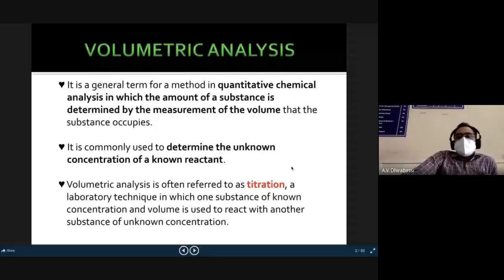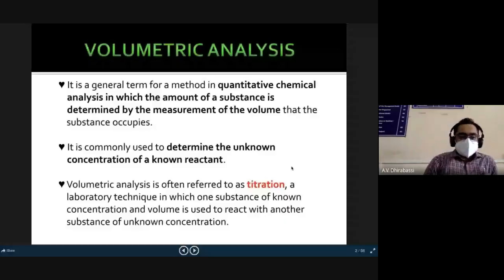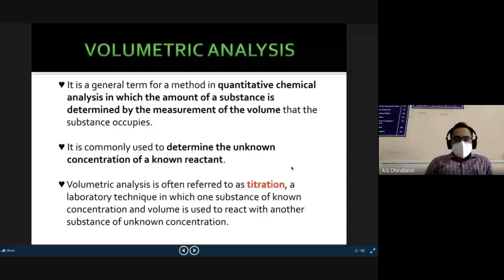So it's commonly used to determine the unknown concentration of a reactant. So if there is a compound, you have to identify the unknown concentration by using any standard solution. These types of analysis are volumetric analysis. We have to find out the volume. The volumetric analysis is often referred to as titration.